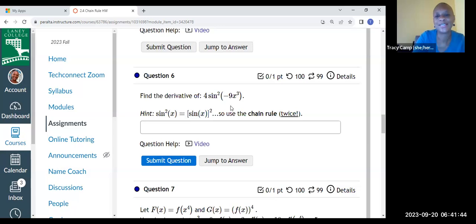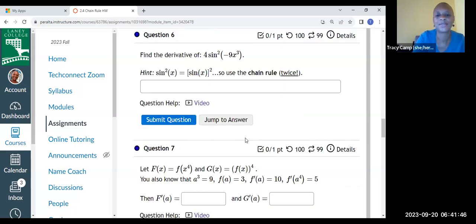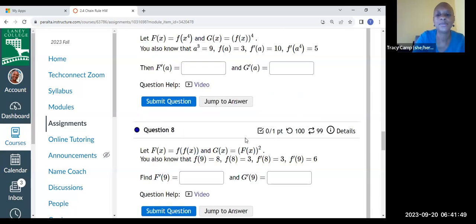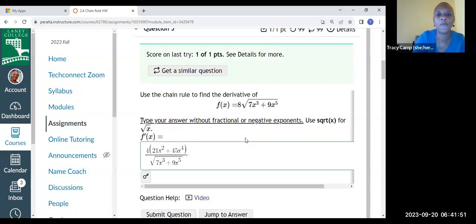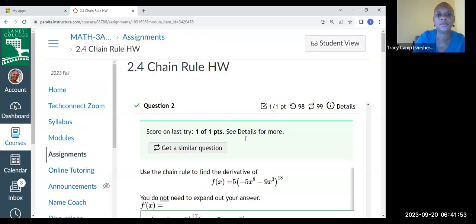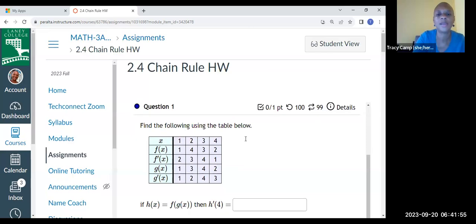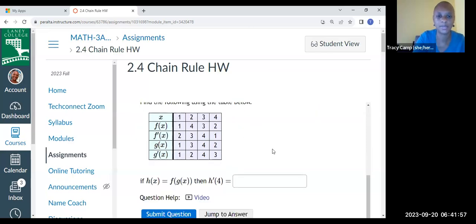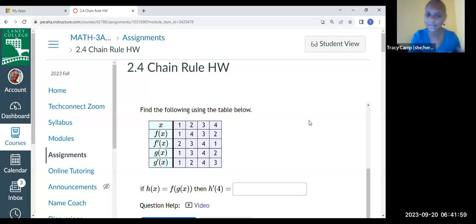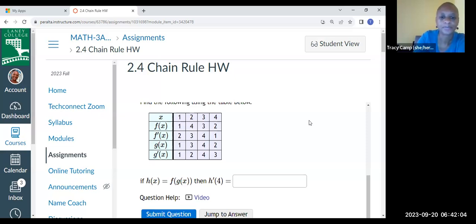Number 6, you try this one. Try number 6 on your own. Let's do number 1 first and then we'll look at number 7, and if you have any other questions, come to our work session and ask the questions.